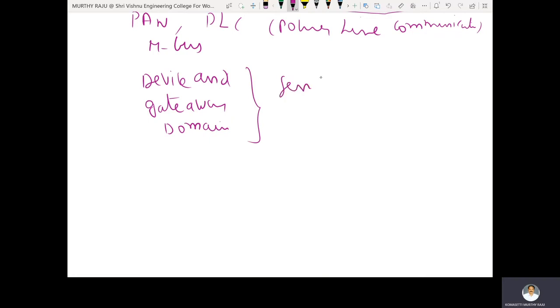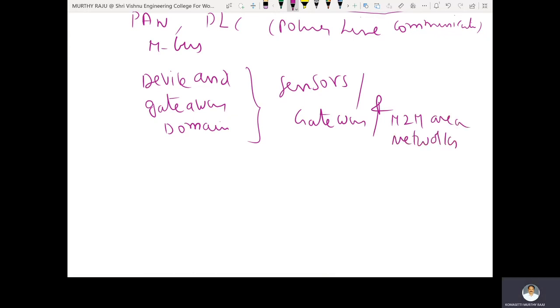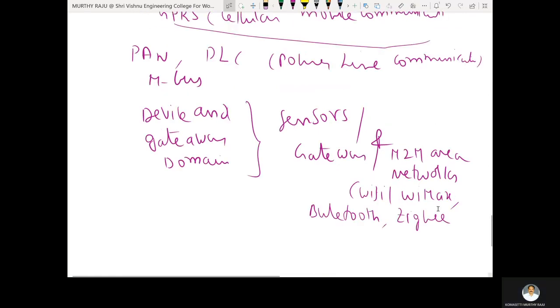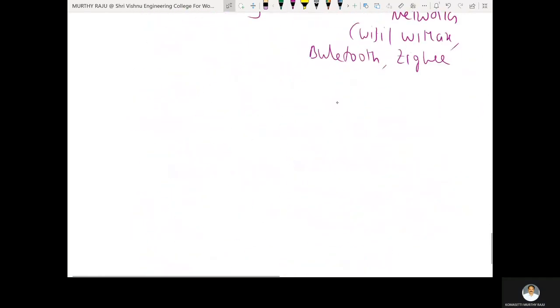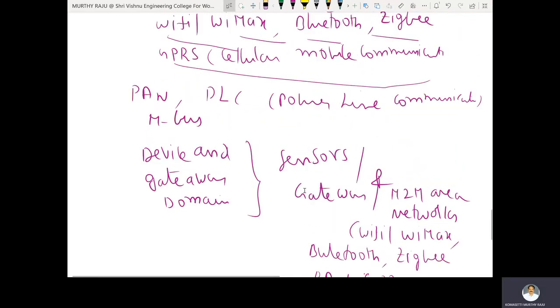The combination of sensors, gateway, and M2M area networks. M2M area networks are Wi-Fi, WiMAX, Bluetooth, Zigbee, personal area network, and GPRS. Sometimes for mobile communications, we use wireless communication.